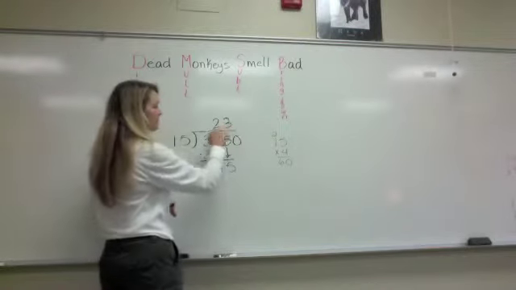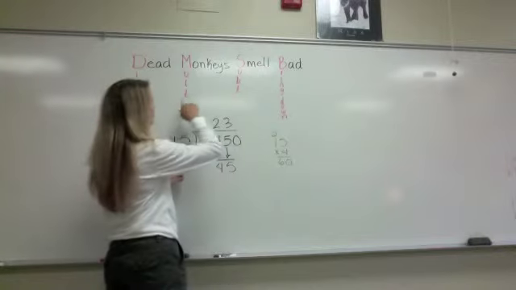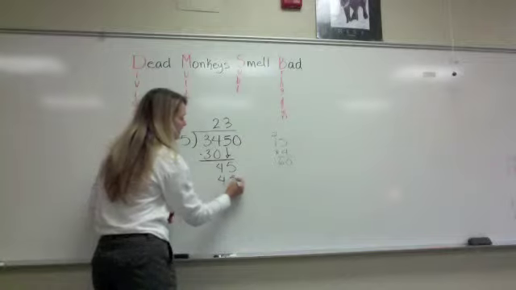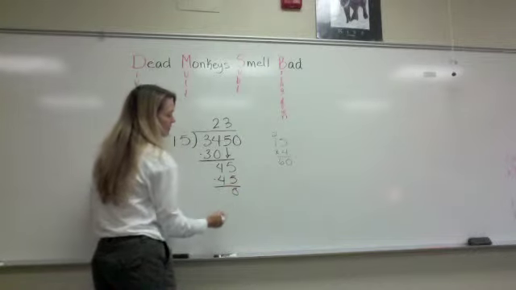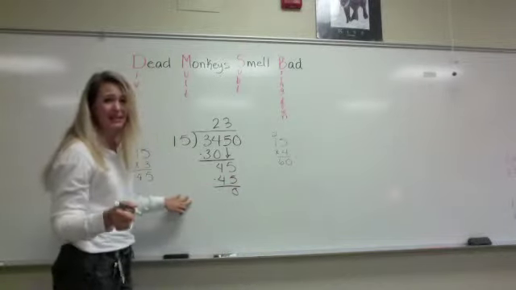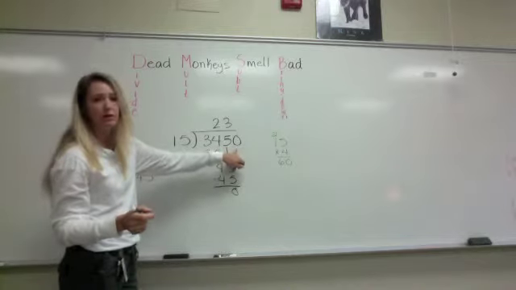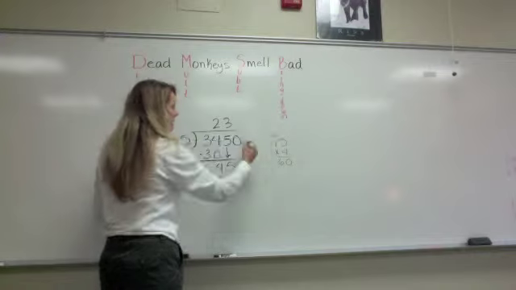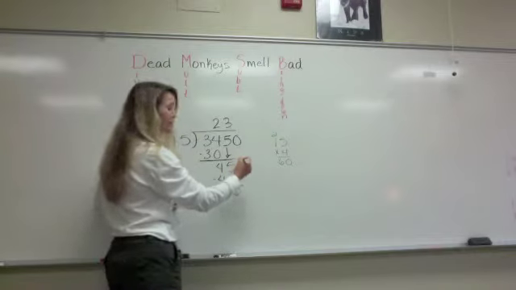We have 3. 3 times 15, we're going to multiply down now. 3 times 15 is 45. Subtract, and we get 0. But we're not done. There's a 0 over here, and we can't let it just stay there. We still have to bring down. If there's any numbers left, you still have to bring them down.